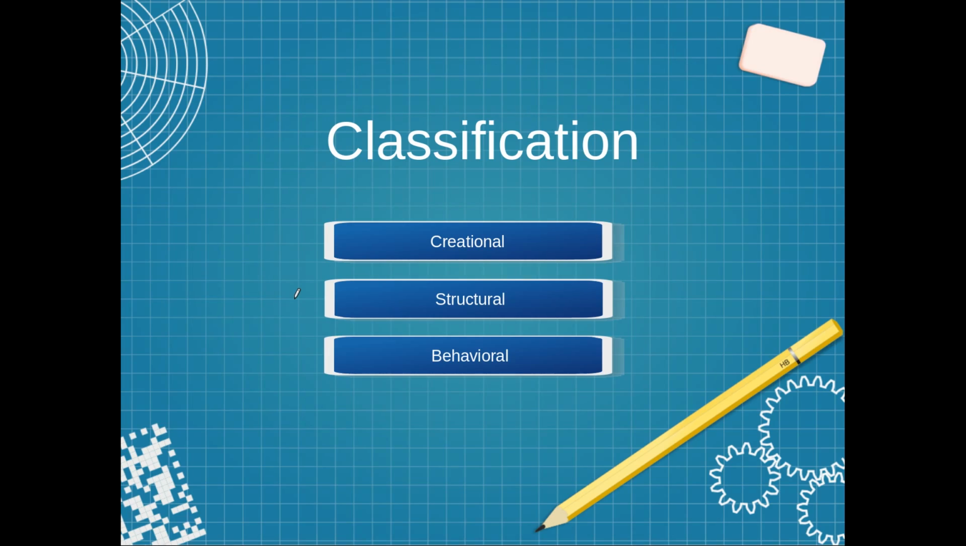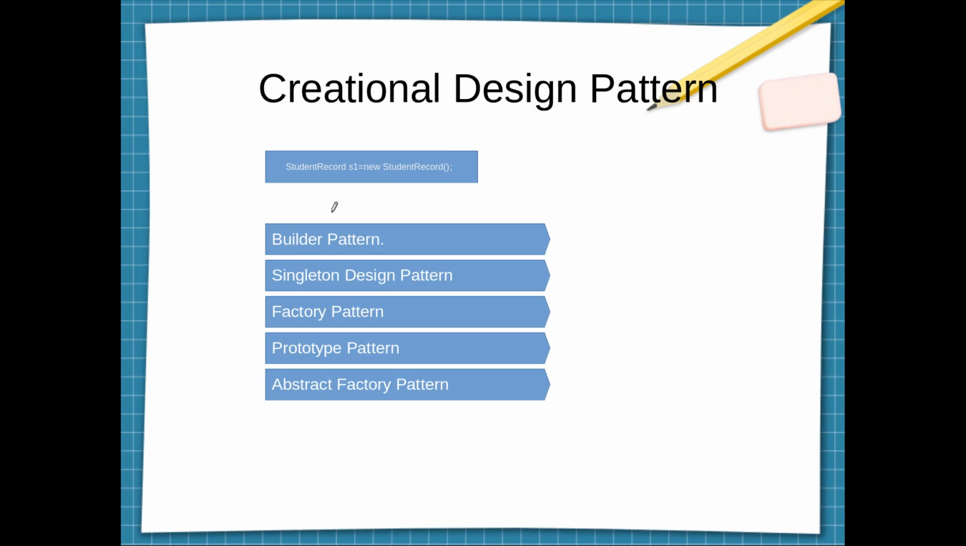So let's look into the classification of the design patterns. Design patterns are majorly classified into three main categories, that is creational design patterns, structural design patterns and behavioral design patterns. Here in this video we'll look into the design patterns in Java, but these are patterns that you can apply in other languages also if they are object oriented.